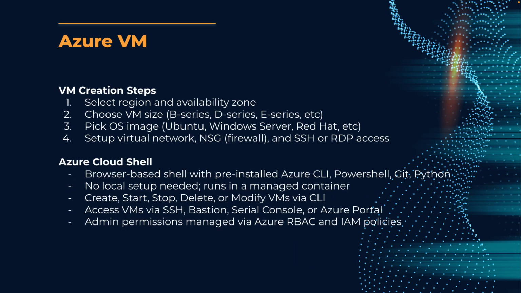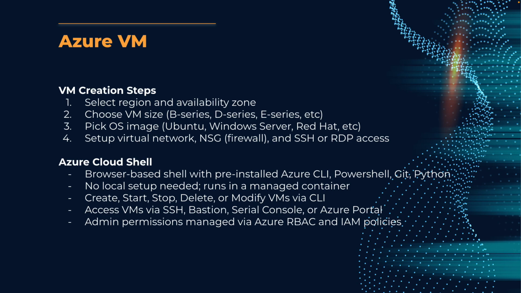The VM creation steps for Azure are pretty straightforward. Simply select the region and availability zone, choose the VM size, afterwards pick the OS image, and finally set up the virtual network and make use of other features such as SSH access. Azure has its own version of the Cloud Shell. This browser-based shell comes pre-installed with the basic tools you might need, such as Git and Python. A local setup is not needed as it runs on a managed container.